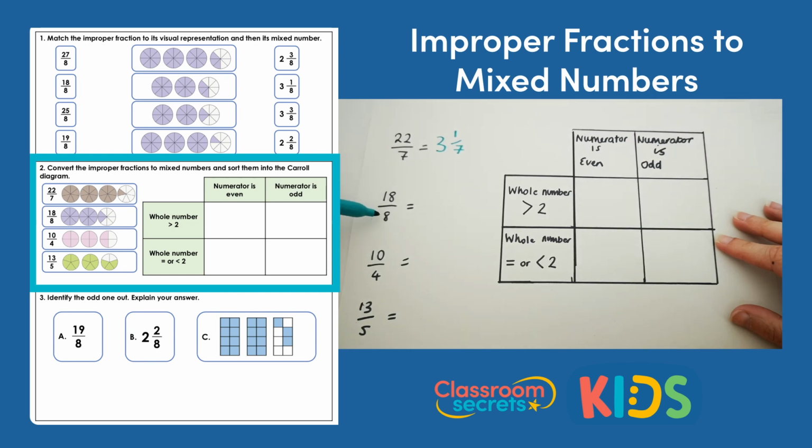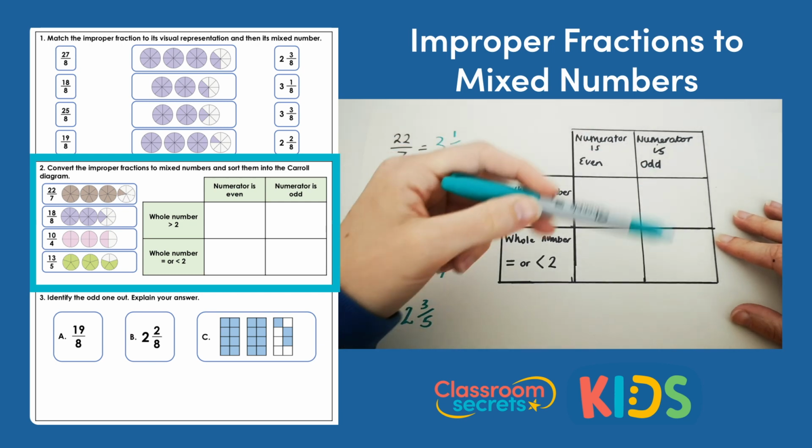I know that 18/8 is equivalent to 2 and 2/8, because 8 times 2 is 16. So that gives us our 2, and then there's 2 parts remaining. 10/4 as a mixed number, I know is 2, with 2 quarters remaining, because 2 times 4 is 8, and then that leaves us with 2 parts remaining. And then 13/5 gives us 2, because 5 times 2 is 10, with 3/5 remaining.